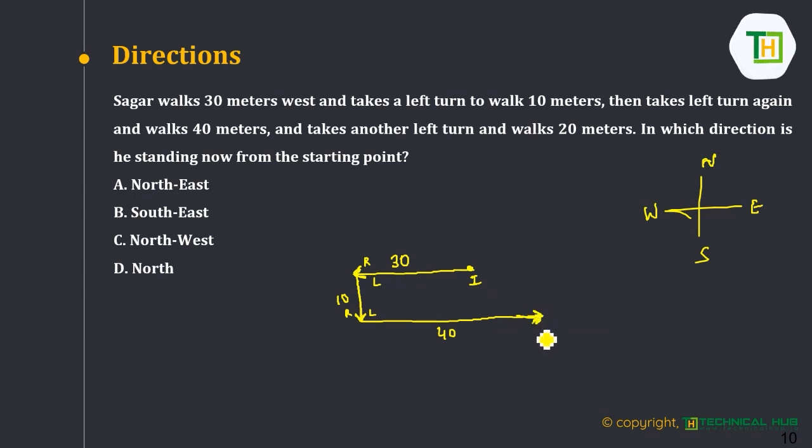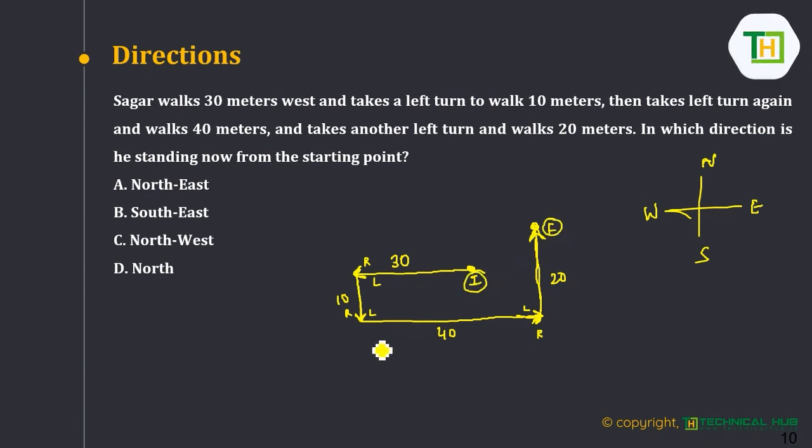Since he is facing this direction, this is right hand side and this is left hand side. So towards her left means top. So towards top he moved for 20 meters here. Okay. So this is 20 meters. Now this is the final position of the Sagar and this is the initial position of the Sagar. This is final position F and this is initial position I.